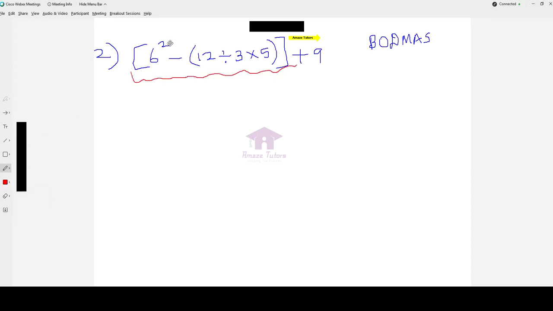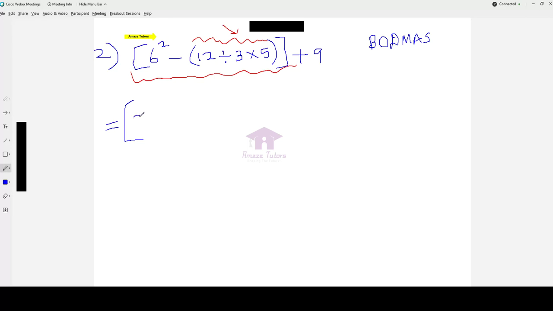And when you do that, you can do this bracket first. Now, you can even do 6 square. It is not going to affect. You can do both of them in the same step, or you can do it in the next step. That is not a problem.